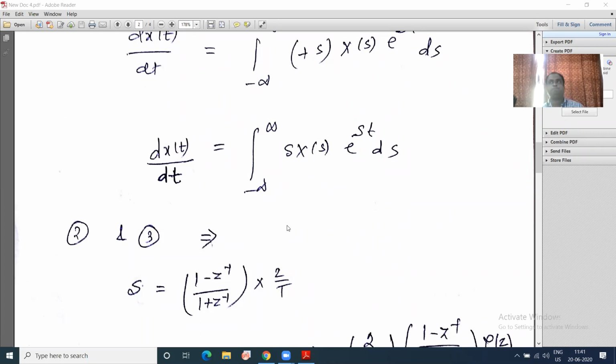And this method is little simpler because handling an algebraic equation is simpler compared to an exponential equation. Algebraic equation solution and different mathematical manipulation is easy over an algebraic equation. But z equal to e to the power sT is an exponential equation. So mathematical handling is difficult in the case of an exponential equation. So this is the advantage in the bilinear transformation.